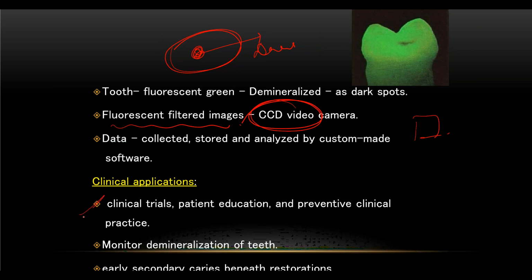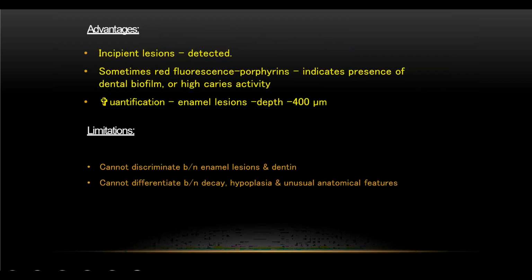Clinical implication, clinical trials, patient education, preventive clinical practices, they are used in these fields. It also monitors the demineralization of dentine. Early secondary caries beneath the restorations can be visualized at a great rate. Incipient lesions are detected. Sometimes red fluorescence porphyrins indicate presence of dental biofilms or high caries activity. Quantification of the enamel lesion, you can visualize the depth.